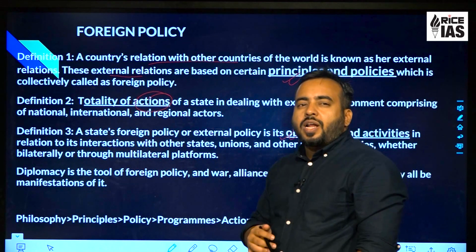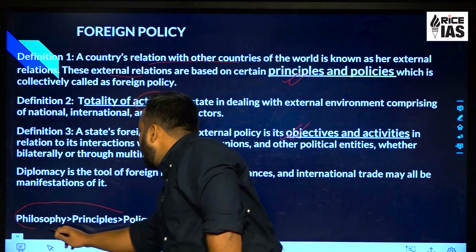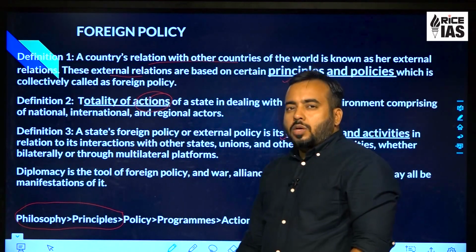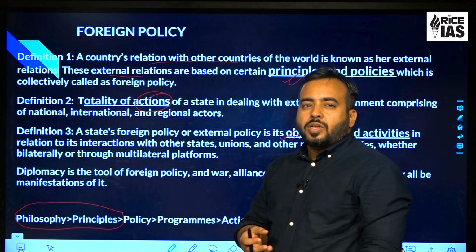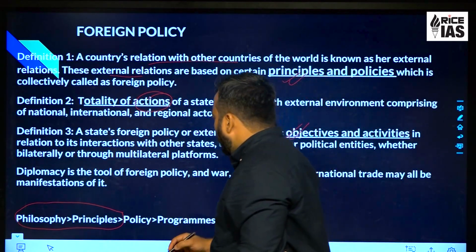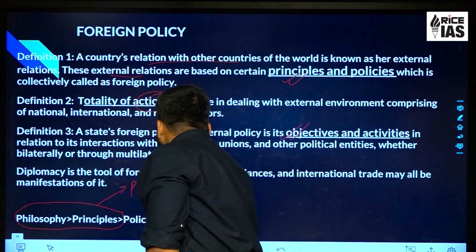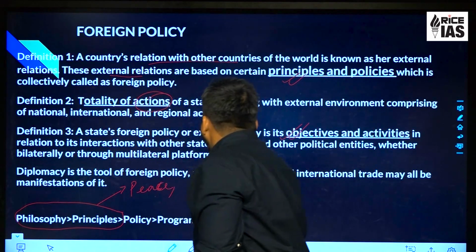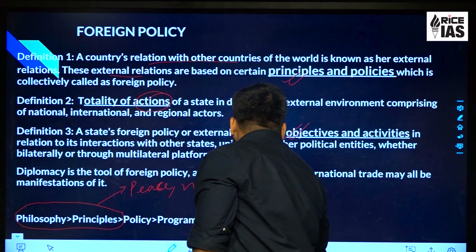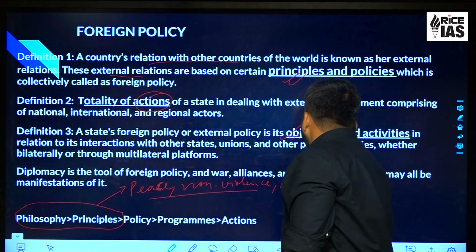Before we move forward, let us look at the philosophy, principle, policy, programs and actions. The most overarching principles can also be conflated with philosophy. So, if you talk about Indian foreign policy, some of the core principles, some of the core philosophy would be peace, non-violence, mutual respect.